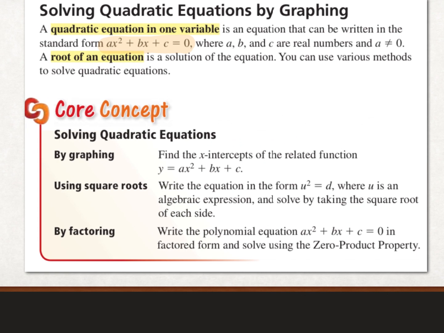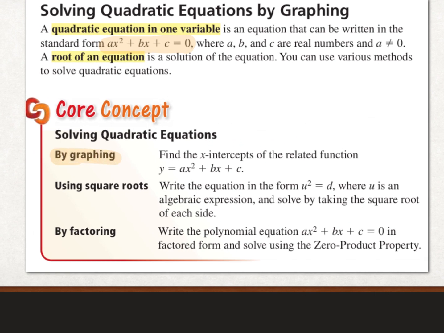So we can solve quadratic equations by graphing. We would take our quadratic function. We want to find the x-intercept. To find the x-intercept, we would need to factor. And then we would just plot our points. So x-intercepts are where we cross the x-axis.